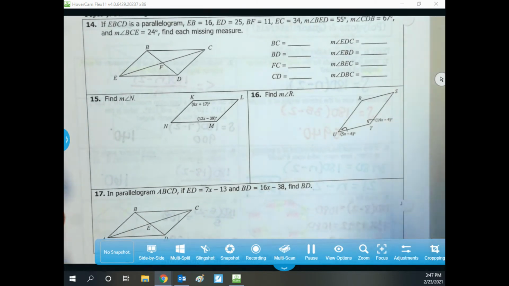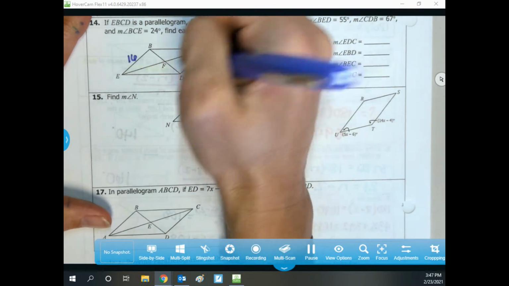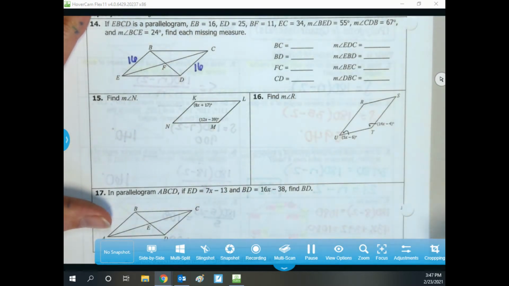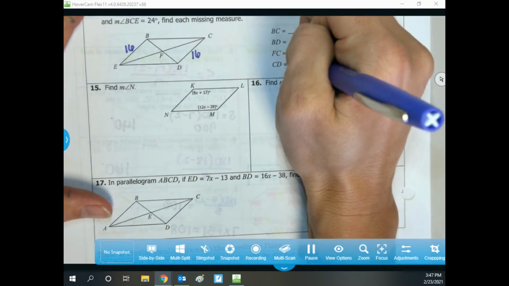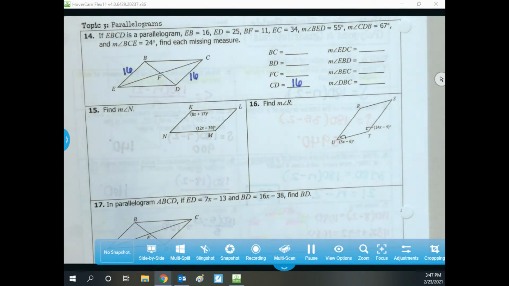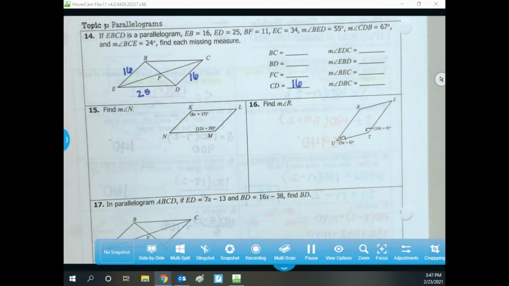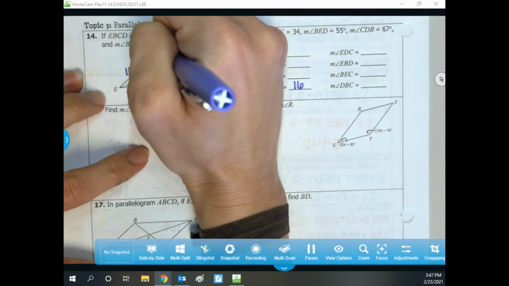All right, number 14 says if EBCD is a parallelogram, EB is equal to 16. Now, if EB is equal to 16, we automatically know that means that DC is also equal to 16. That answers that question right there. If ED is 25, what other side also has to be 25? Hopefully you said BC.